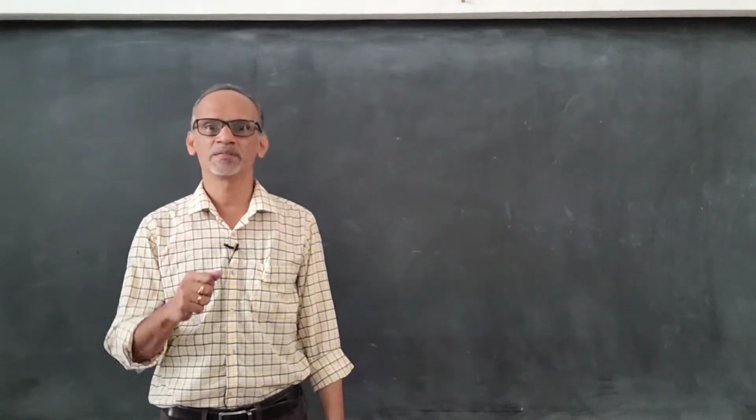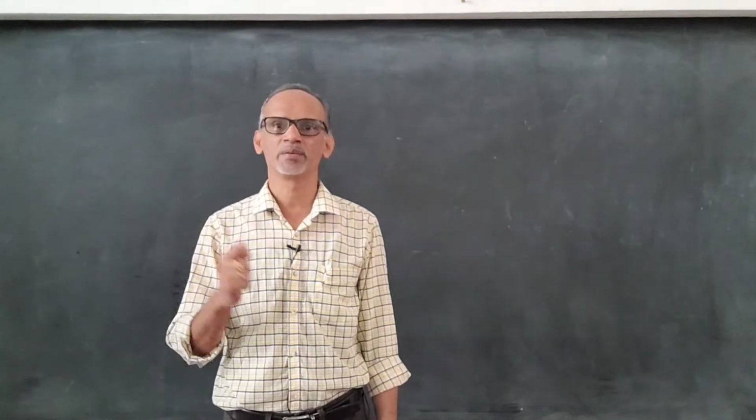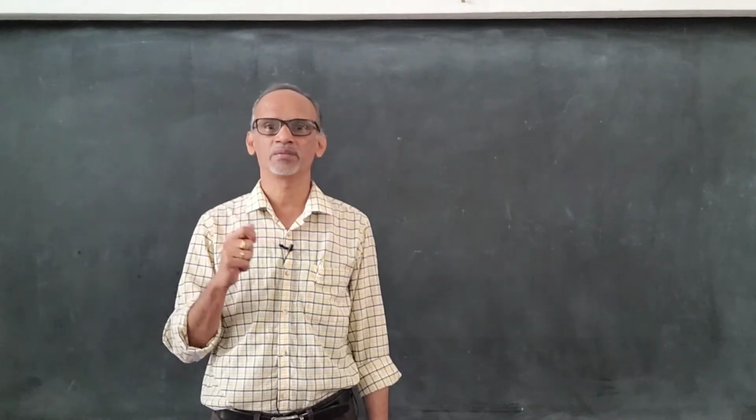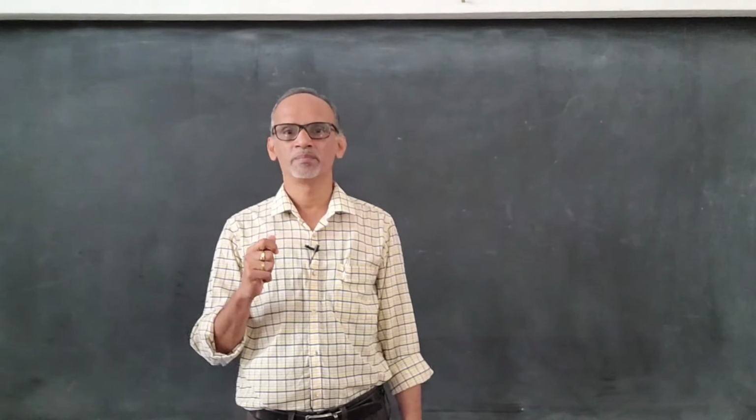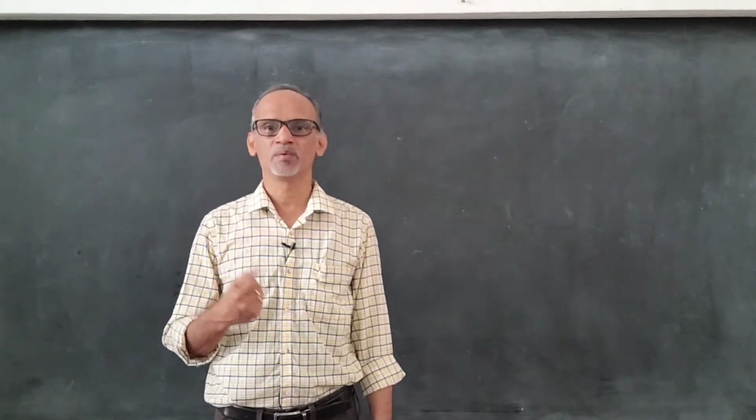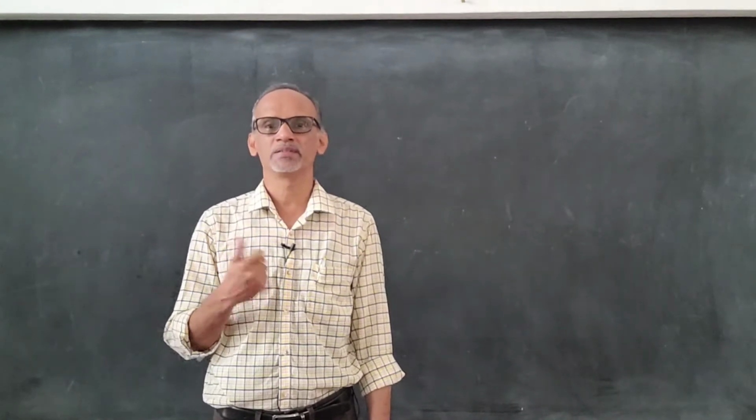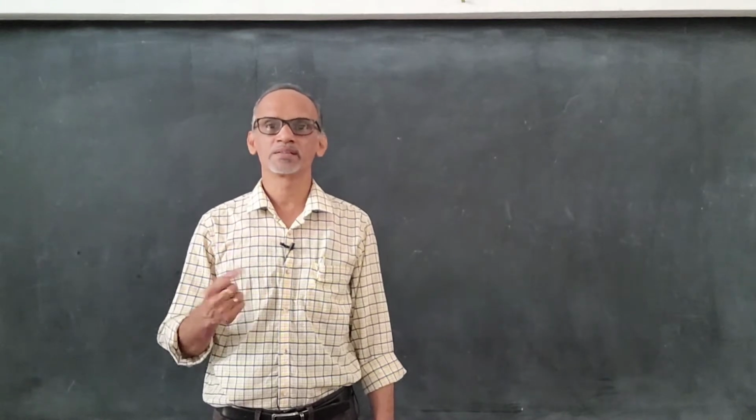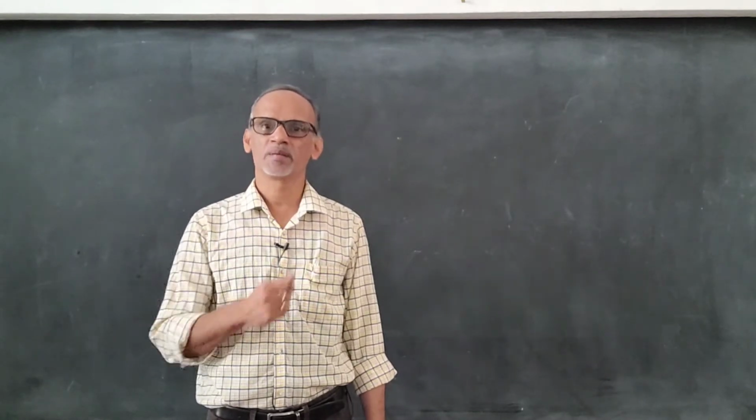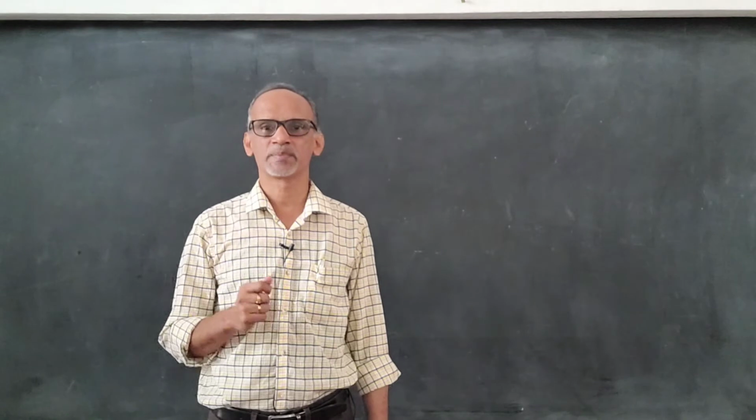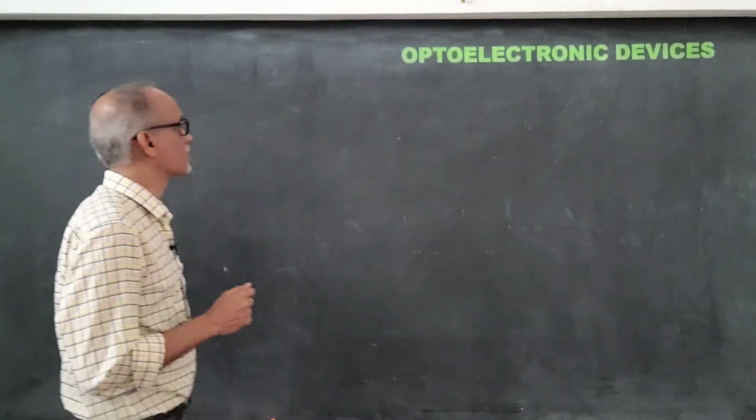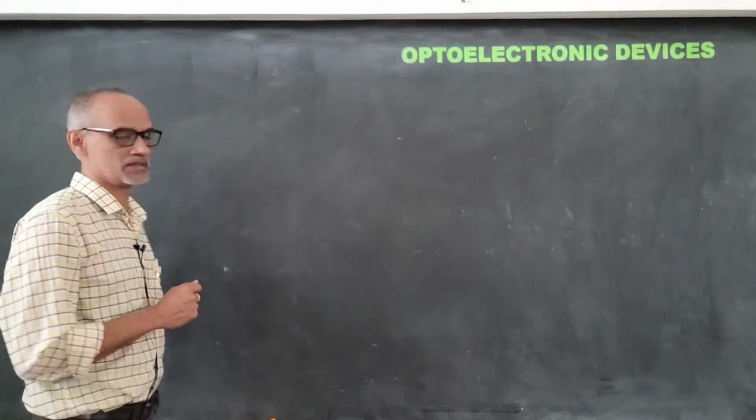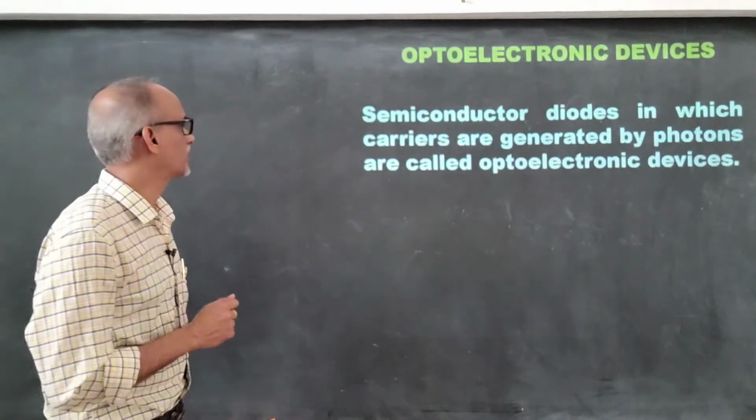And which property of the diode is used in a rectifier? It's the unidirectional property, the ability of the diode to conduct only in one direction. Now, based on the application, some more semiconductor PN junction diodes are designed, based on their properties. These are only for specific applications, and these devices are called optoelectronic devices.